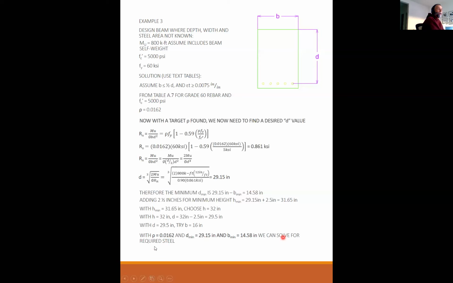Now again, for required steel, I plug in my minimums, 29.15 and 14.58, to find the steel. So As required is 0.0162 times 29.15 times 14.58. I need 6.89 inches squared of steel. I'm going to choose 6 number 10s again, 7.62 inches squared. Per the table, 17.95 is greater than 16 inches. Uh-oh. No good.